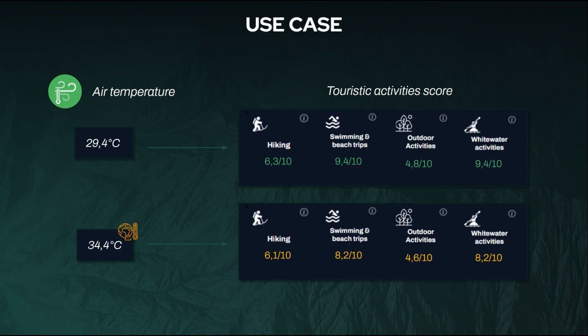Some activities experience a slight decrease in suitability, while others may see a more significant decline. Water-based activities tend to remain viable, whereas land-based activities, particularly those requiring physical effort, become less favorable. These trends highlight how rising temperature impacts different tourism activities, emphasizing the need to adapt tourism strategies accordingly.